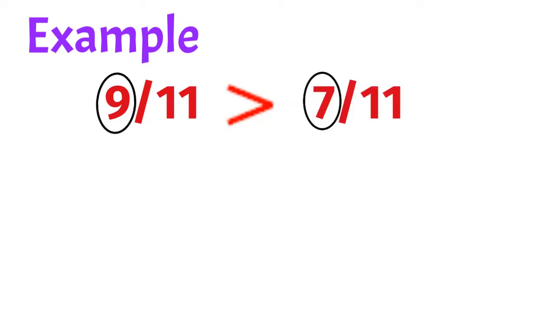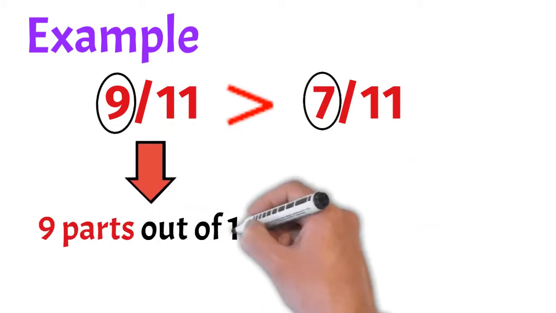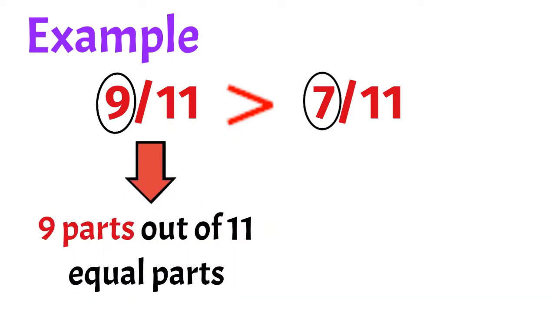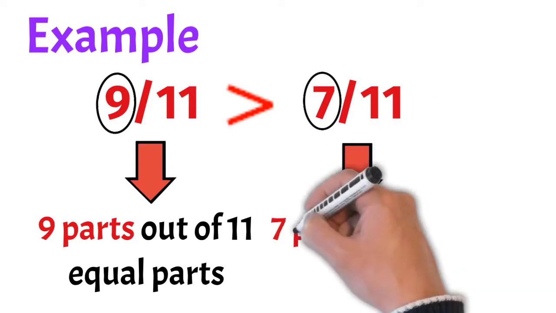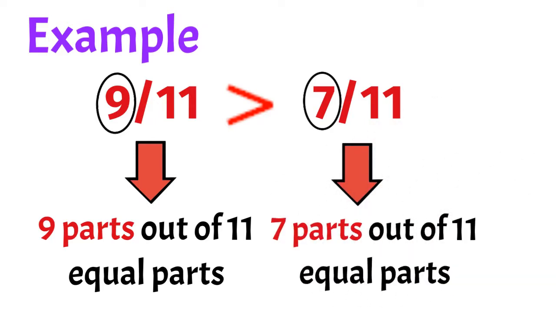Now let's understand from this example why the like fraction with greater numerator is considered to be larger than other like fractions. This is because 9 by 11 means 9 parts out of 11 equal parts, and 7 by 11 means 7 parts out of 11 equal parts. Thus, 9 parts will always be larger than 7 parts, as in case of like fractions, the parts are equal.